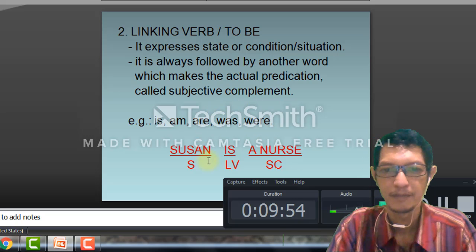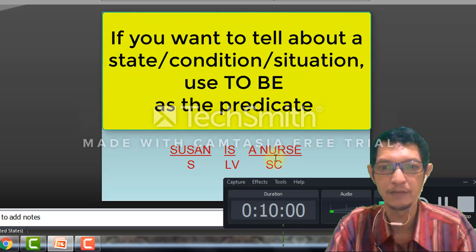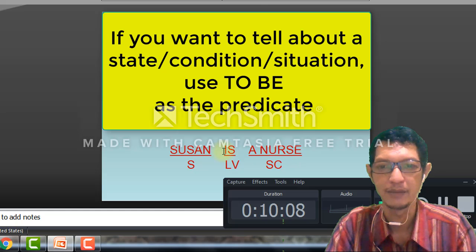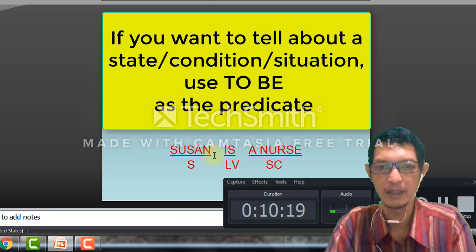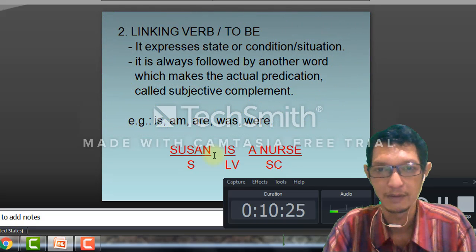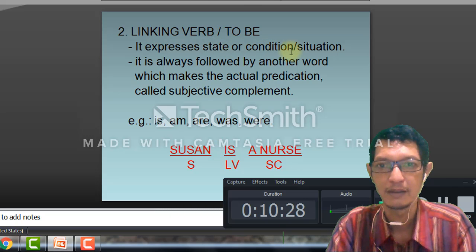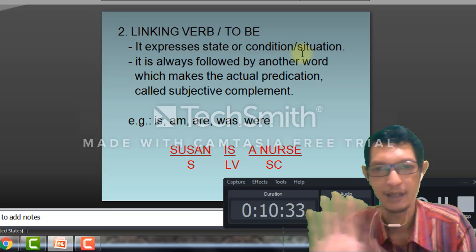For example, Susan is a nurse. Of course, we can see from this sentence that it doesn't tell anything about action. So we can say there is no information about action here. No action happens. No activity happens. From this sentence, we get the information that Susan is a nurse. So it's a kind of state, condition, or situation, not an action.